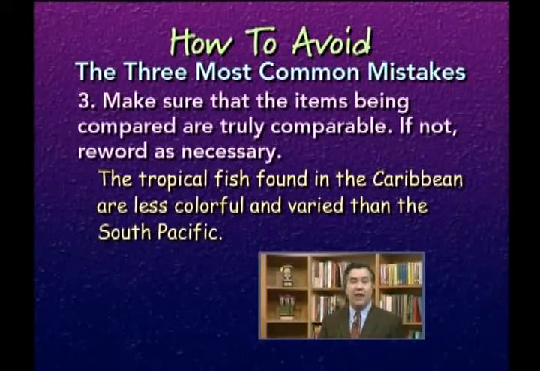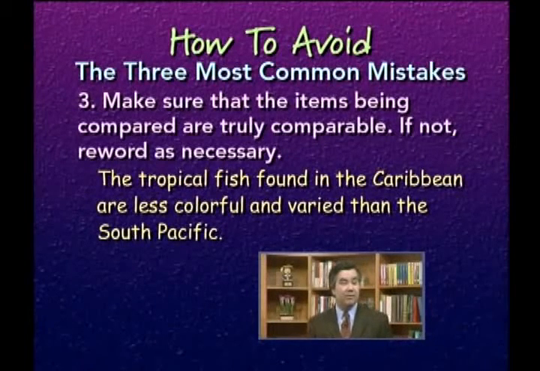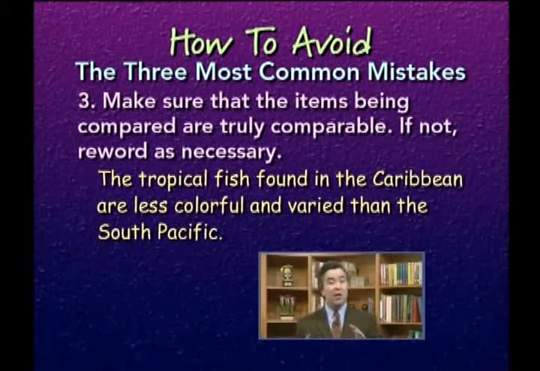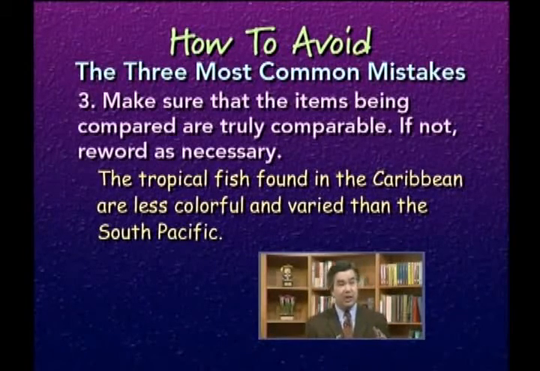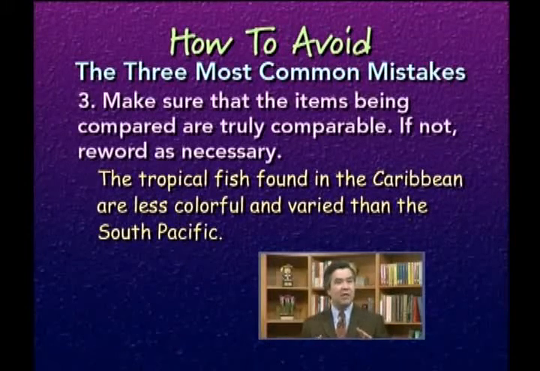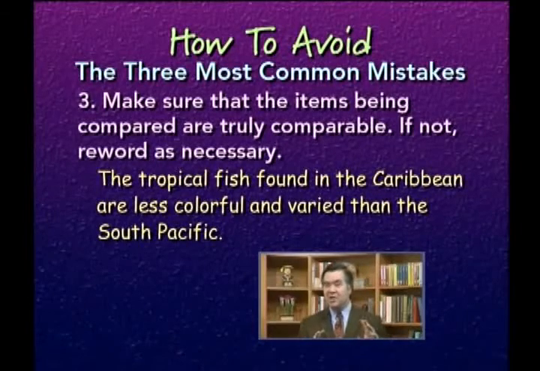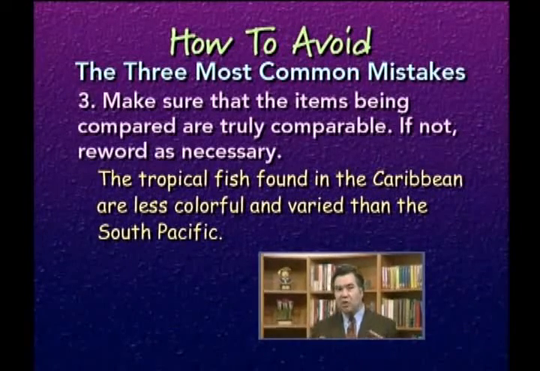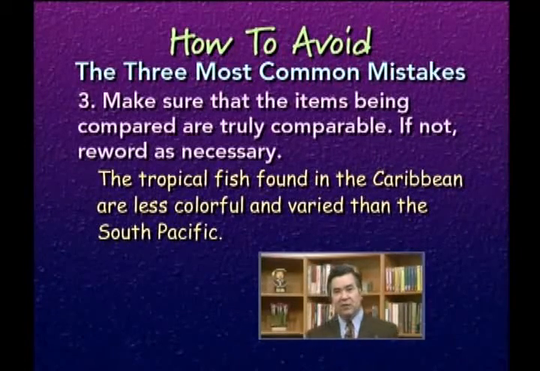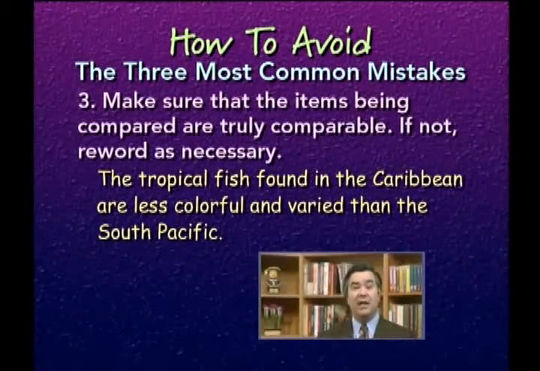The tropical fish found in the Caribbean are less colorful and varied than the South Pacific. All right, the person who's writing this sentence is trying to compare two things, namely the tropical fish in the Caribbean and the tropical fish in the South Pacific. But notice the way the sentence is actually worded seems to be comparing things that can't directly be compared, because he's left out certain words. If you look closely at what the sentence actually says, it appears to be comparing the tropical fish found in the Caribbean with the South Pacific. The South Pacific, of course, being an ocean.